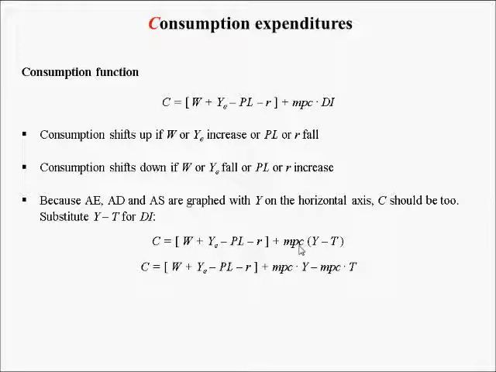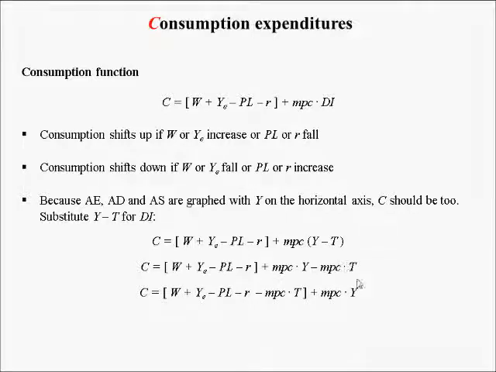So all we're doing is taking the MPC times Y, and then we're taking MPC times a negative T. So we're just using a distributive property here. If we factor the MPC, we get this. If we use a distributive property, we get that. They're equivalent mathematically.